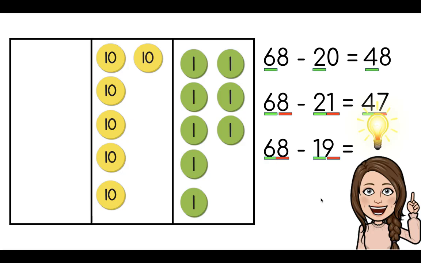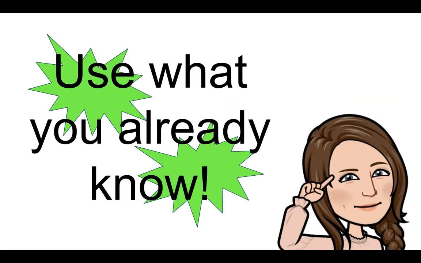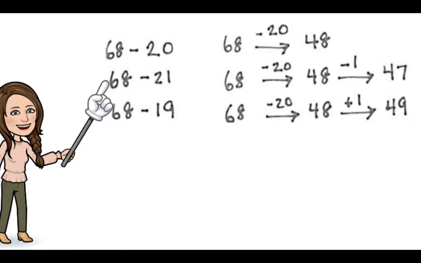But don't panic or worry because remember, we can use what we already know. We can use the math equations we've already solved to help us solve or answer the one that we're having trouble with. Let's take a closer look. Our first math equation was 68 subtract 20. We knew we were just taking away 2 groups of 10. When we remove 2 groups of 10 from 6 groups of 10, we're left with 4 groups of 10 and the same amount of ones, which is 48.